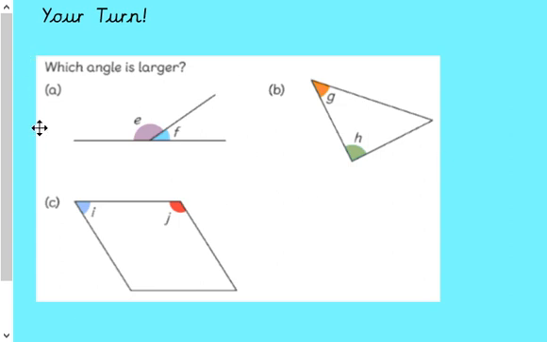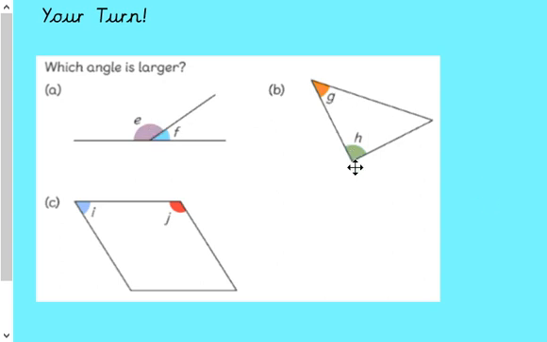Okay, angle A. Which angle is larger? Well, we've got a straight line here, and you can see you've got these two angles. This purple angle, angle E, is obtuse because it is greater than 90 degrees. Angle F is acute because it's smaller. The larger angle would be the purple one, E. Nice and easy to see on this shape.